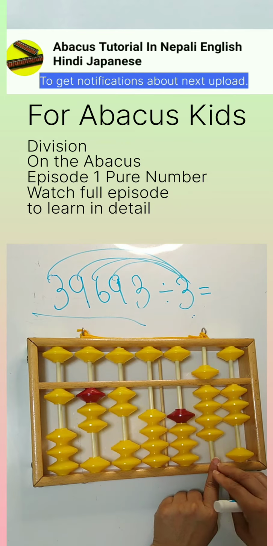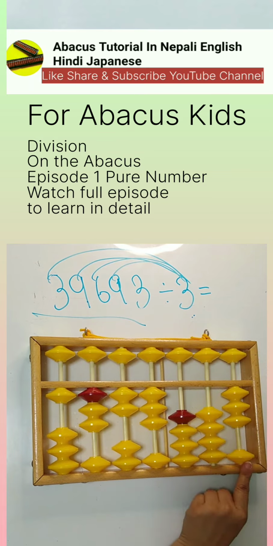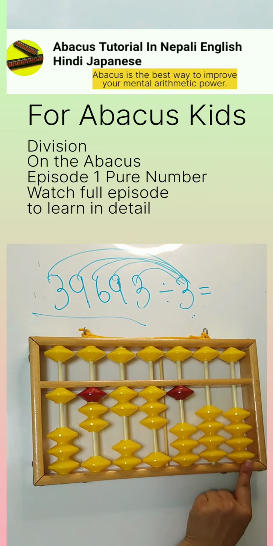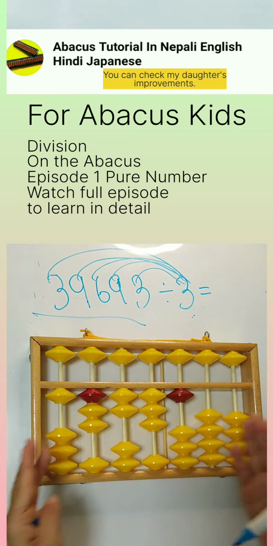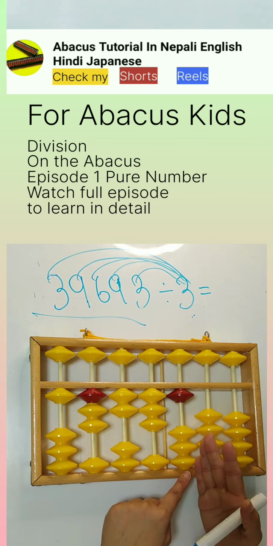9 divided by 3, your answer is 3. 3 3s are 9. And last one, 3 divided by 3, your answer is 1, and remove that 3. Okay, and here is your answer, 1 3 2 3 1. You have to read till the marked rod.